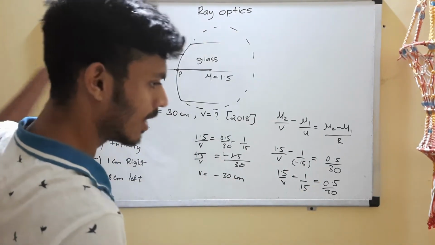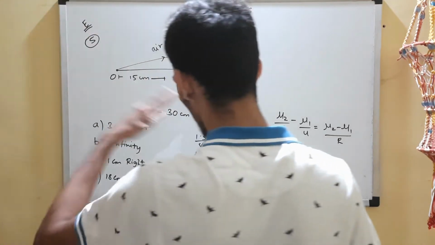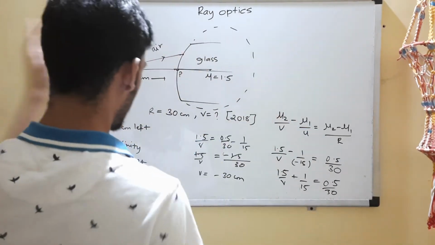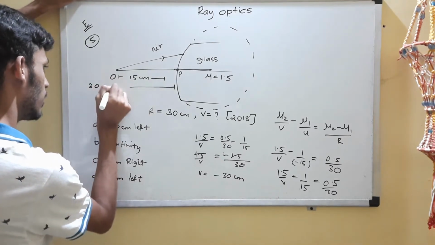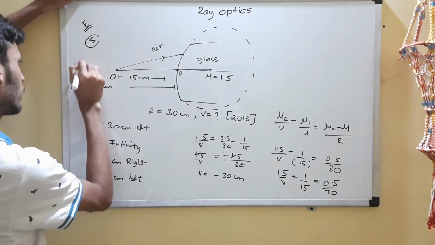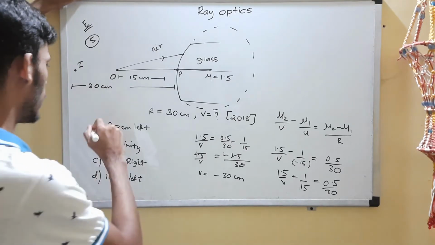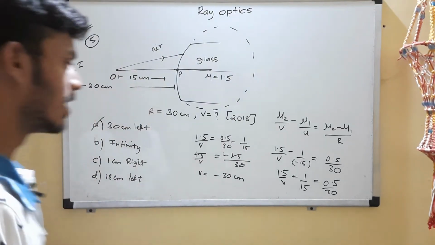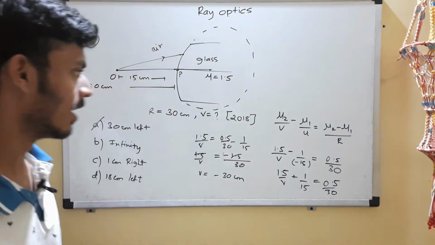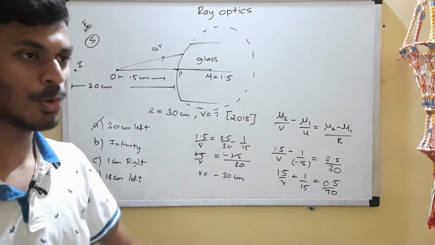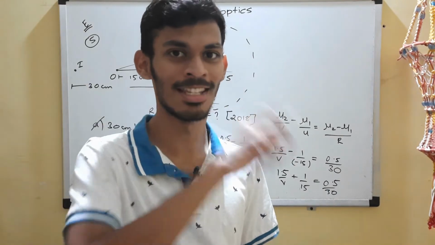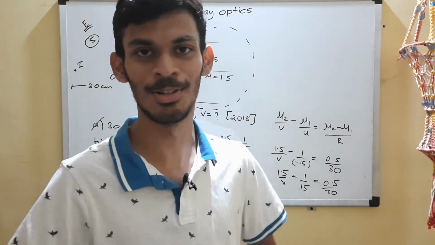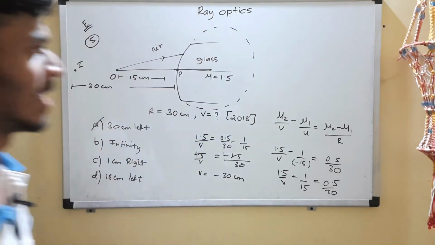The incident ray is going this way, this direction is positive, this direction is negative. So minus 30. So the image is formed somewhere over here. Here is the image. So 30 centimeters left is the correct choice over here. I hope the approach is clear. Mu2 is the refractive index of that medium which the ray visits second. This is the sentence to remember. Let's move to the next question.